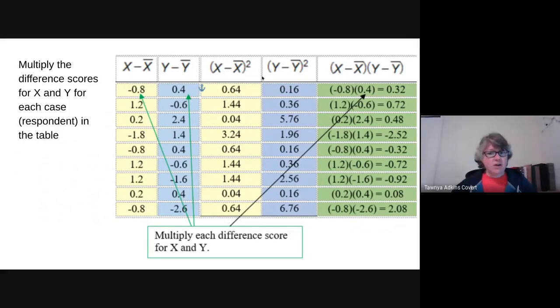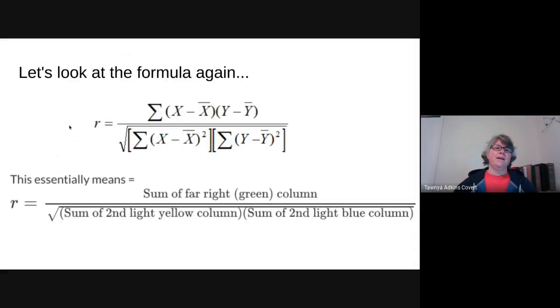Then we're going to take our initial difference columns. Don't grab our original X and Y. These original deviation columns, we're going to multiply them together. So 0.8 times 0.4 equals 0.32. And we're going to do that for each. 1.2 times negative 0.6 is equal to 0.72. So that's where this column comes from.